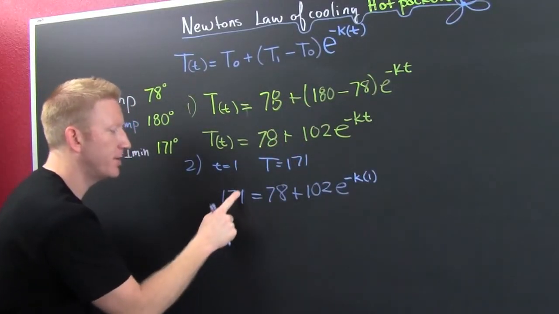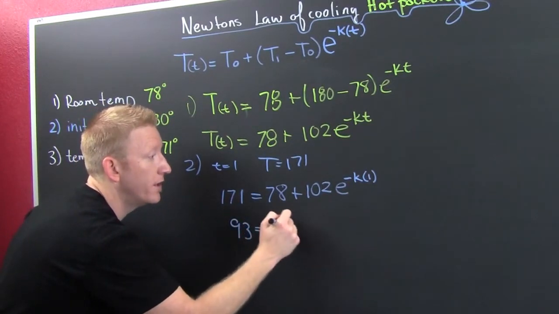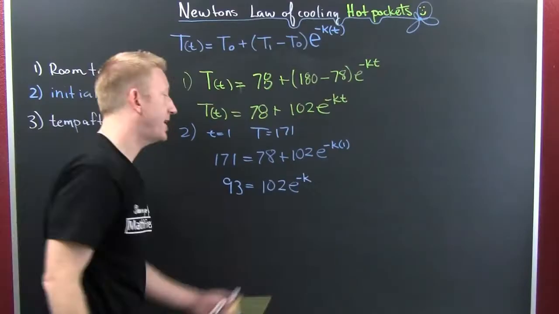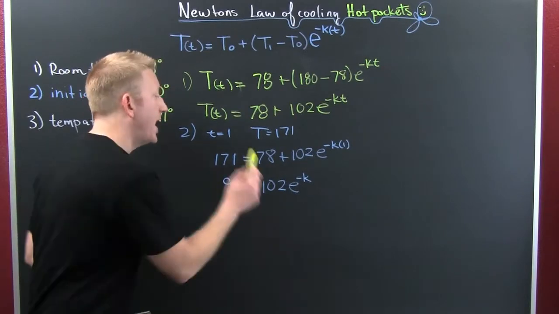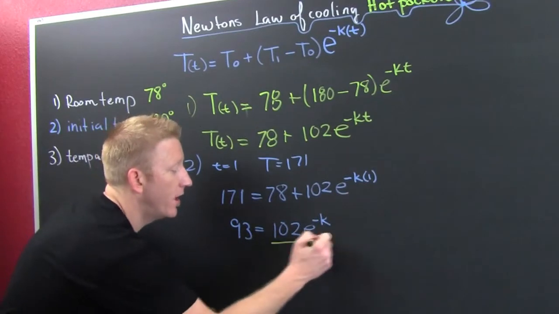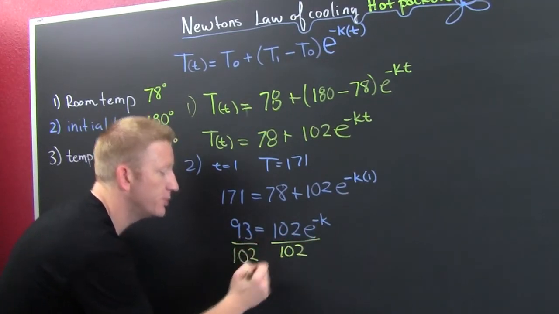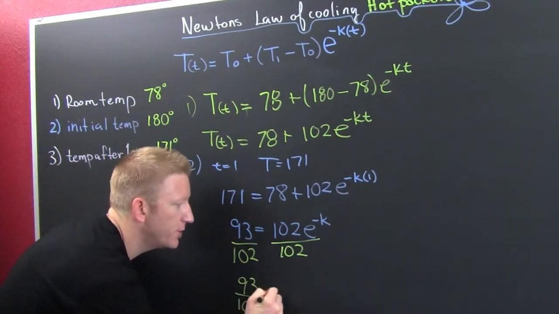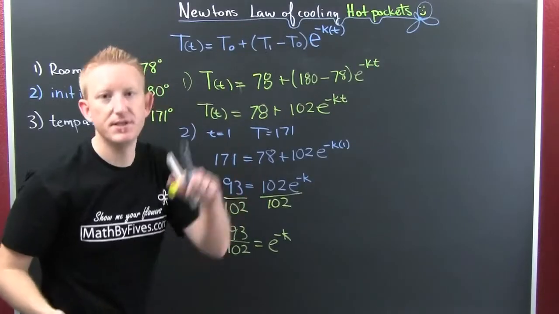I'm going to back that math up. What is that? Is that 93? 93 is going to be 102 e to the minus k. Yes, I'm going to eventually need to use the natural log, but first I need to isolate that base. So I divide this side by 102 and I divide this side by 102. 93 divided by 102 is going to be e to the minus k times t. But t was 1.